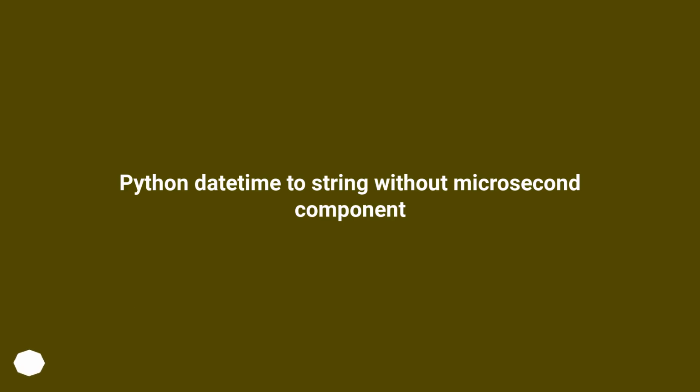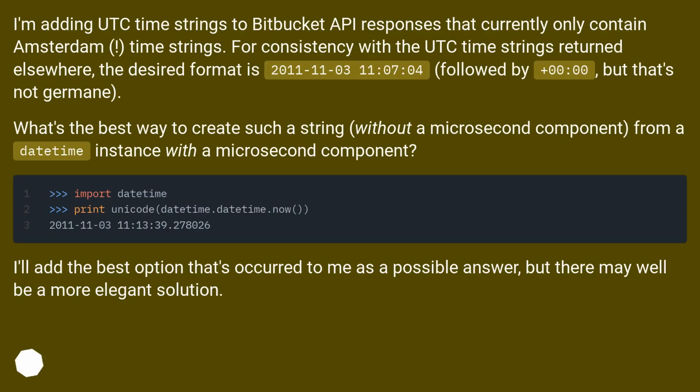Python datetime to string without microsecond component. I'm adding UTC time strings to Bitbucket API responses that currently only contain Amsterdam time strings.